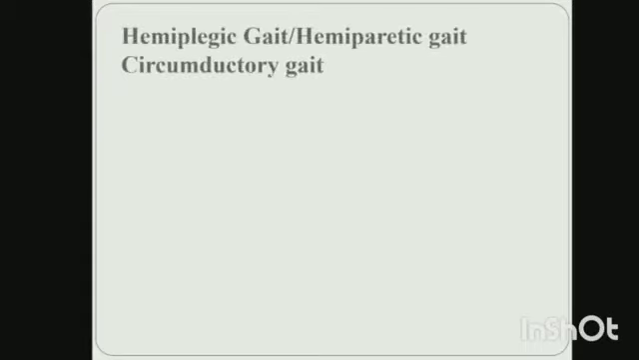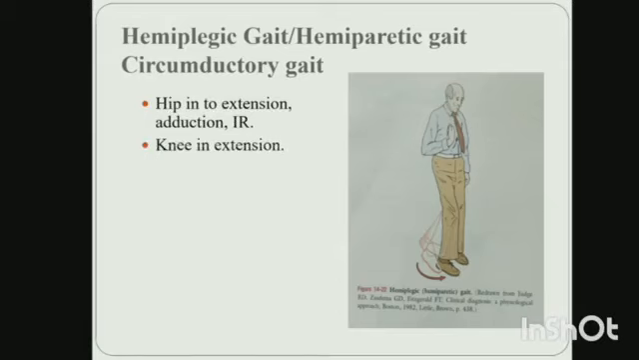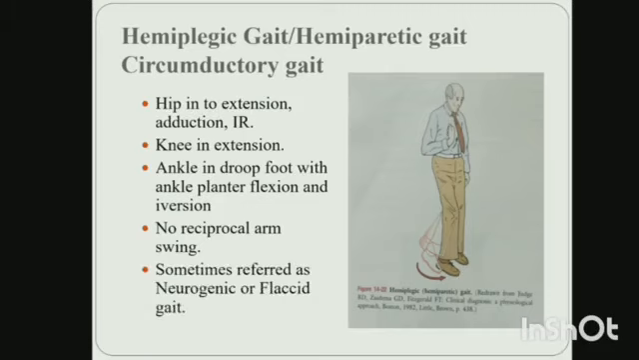Now what is hemiplegic gait? It is also called hemiparetic gait or circumductory gait. In hemiplegic gait, the hip will be in extended position and adducted, and it is always internally rotated. While walking, the knee will be in extension and the ankle in drop foot with ankle plantar flexion and eversion. And there is no reciprocal arm swing, as the arm is adducted towards the body, the arm is flexed and the wrist is also flexed. Sometimes it is also referred to as neurogenic or flaccid gait.